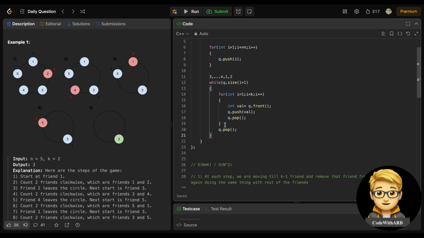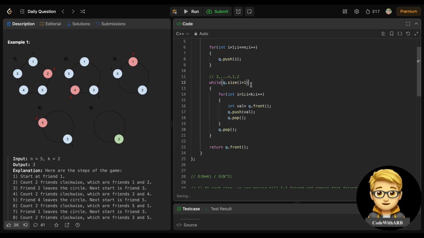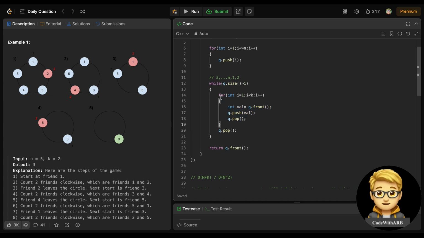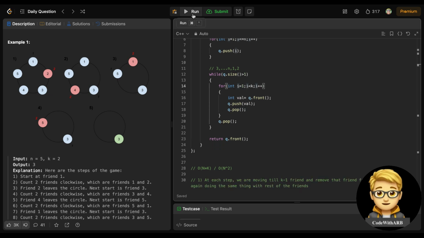Now the same thing goes again and again, till q dot size is greater than 1, and at last we will just return our answer, which is q dot front value. If q dot size is equal to 1, the one element which is left will be our answer, so the first element will be our answer. So this is how we simulate the process with a queue. If you use a vector, the process will be the same, but it will go from 1 to n values, right? So we will run this.